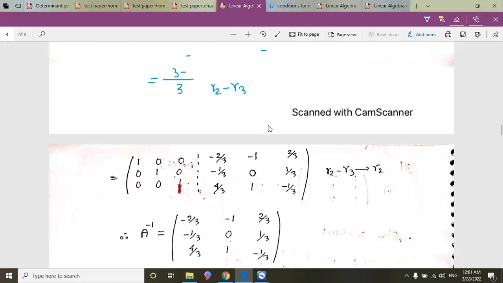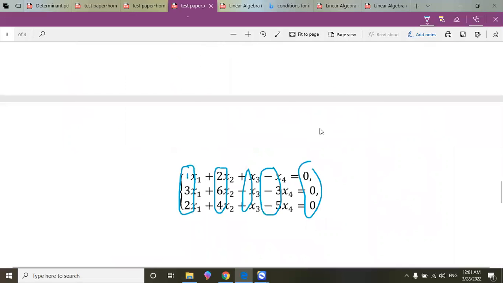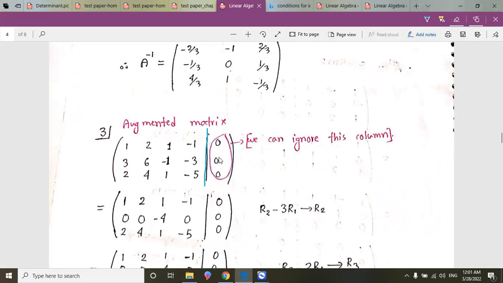So to solve this, we need to write down the augmented matrix. Okay. So you see, we have just taken the coefficients of the equations, and on the right side we have taken the constant values. All the constants are 0. That's why we can skip this part. But if there is any constant, like if there is a 2, then we cannot skip this part.